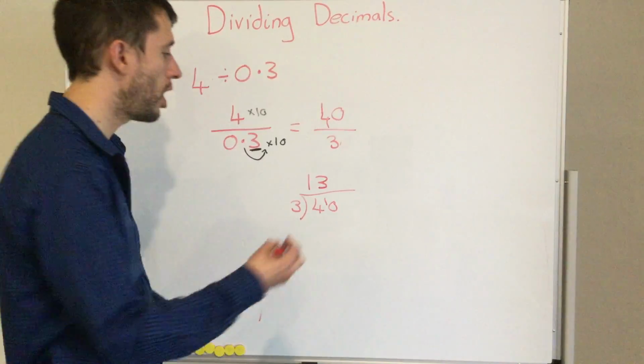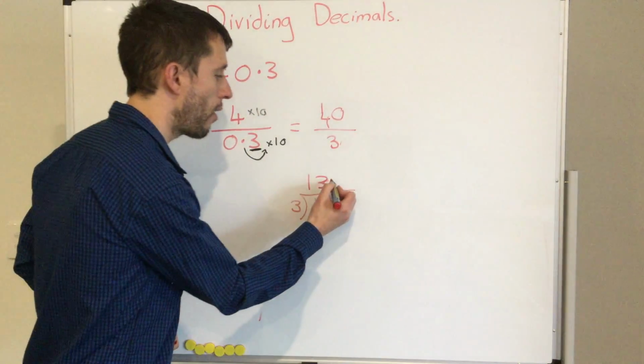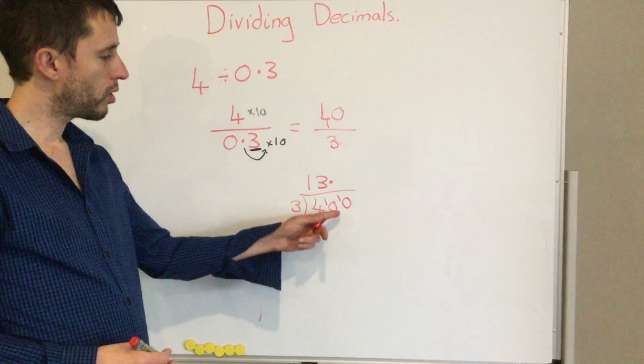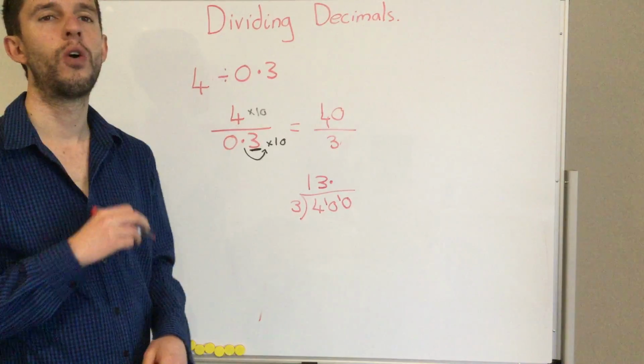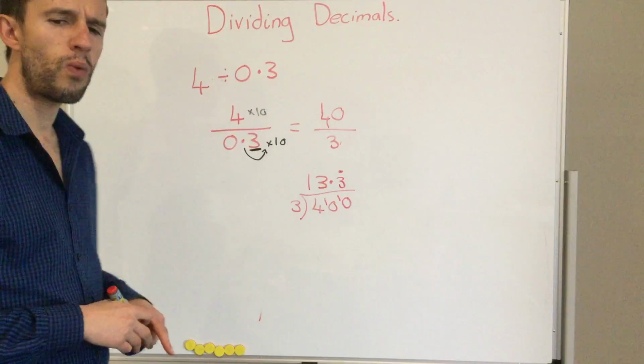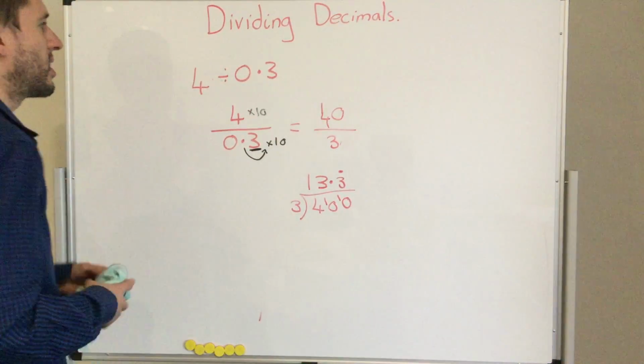I've got 1 left over. Remember, when there's no number there and we carry it, we put a decimal place and then I drop a 0. I've got 10 again, which means I know it's going to be 3 and it's going to be recurring. So that's the way we divide a decimal.